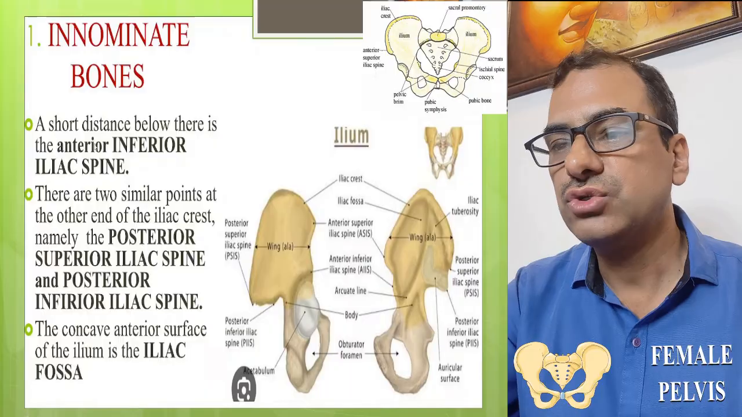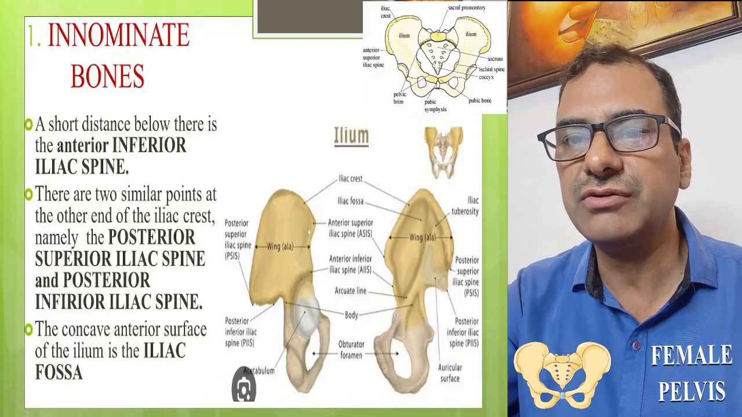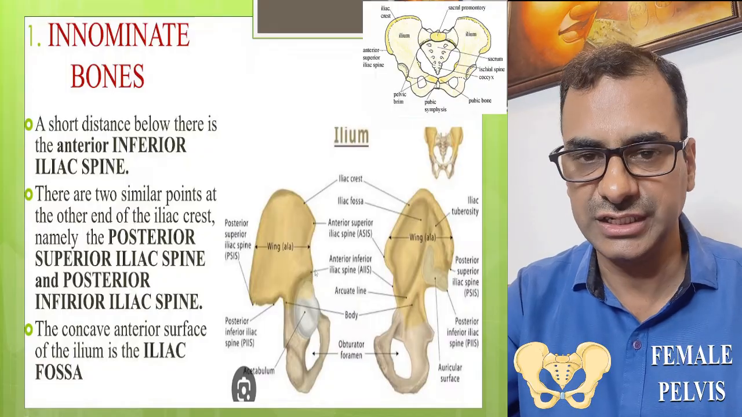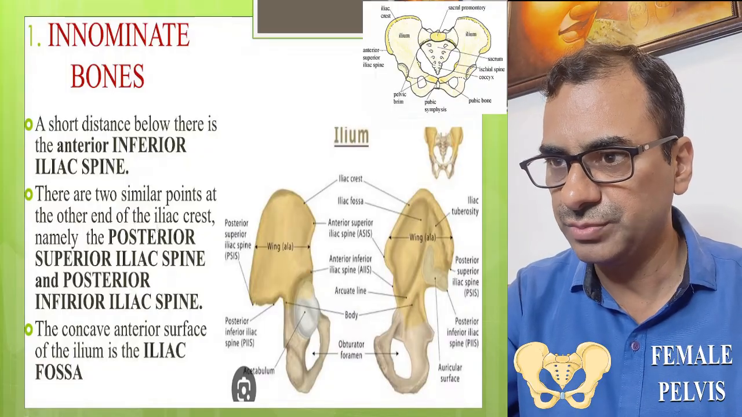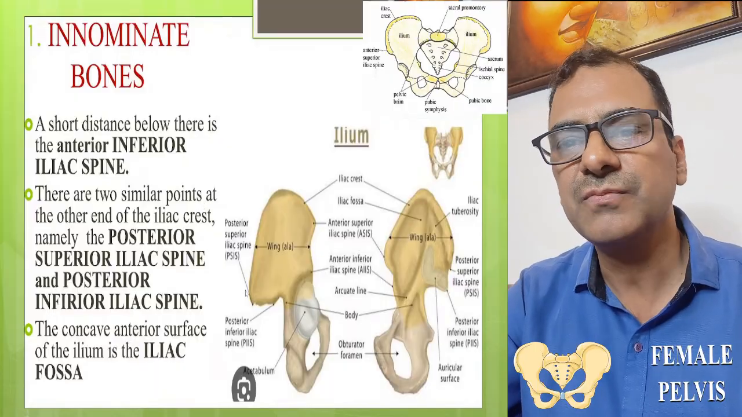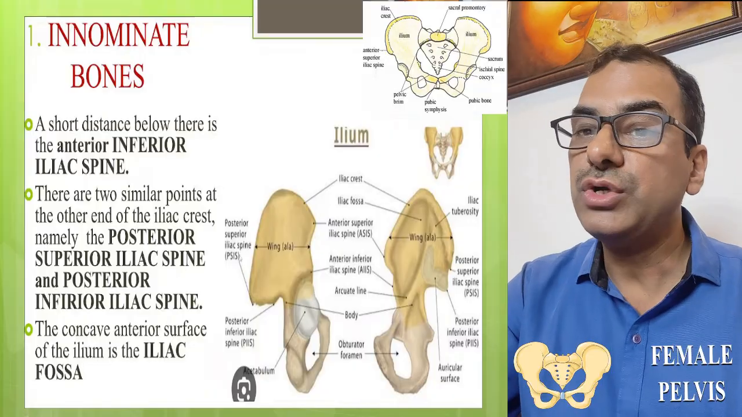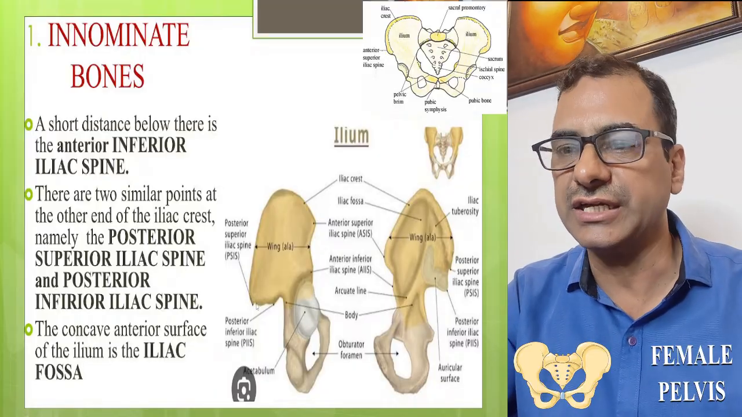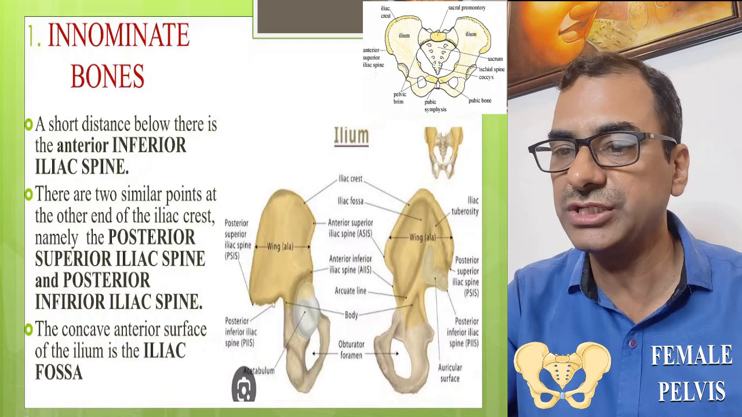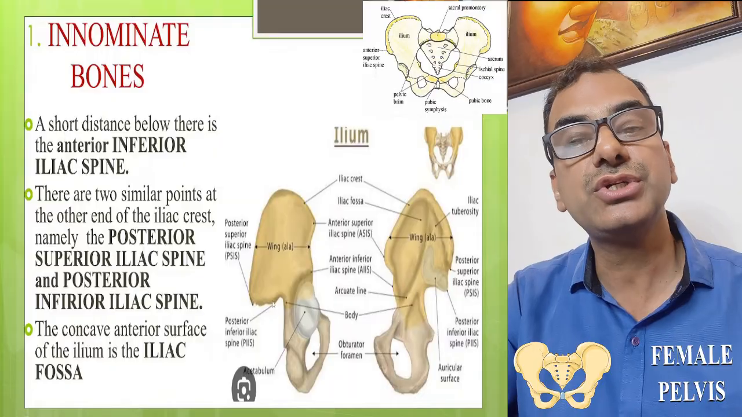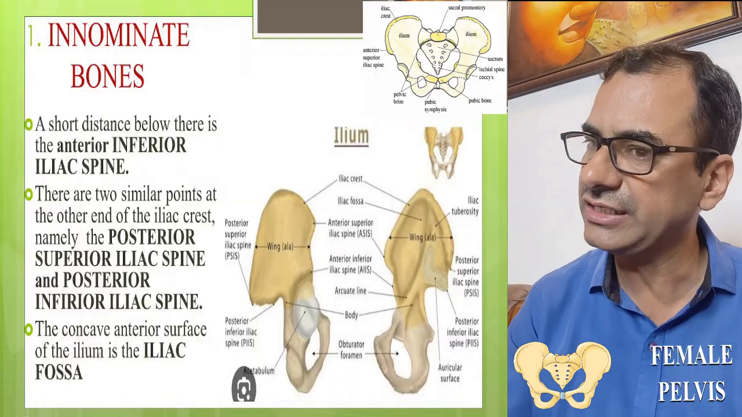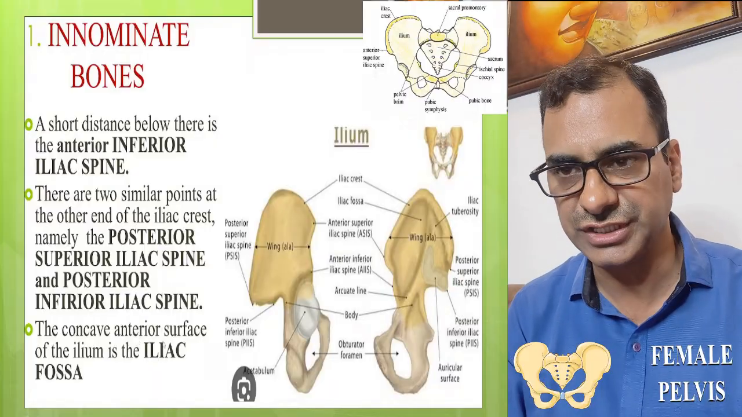Then a short distance below, there will be another bony prominence known as the anterior inferior iliac spine. So here the superior one and here the inferior one, both are anterior iliac spines. There are two similar points at the back, or other end of the iliac crest, and they are named the posterior superior iliac spine and posterior inferior iliac spine. So four iliac spines are there, two anteriorly and two posteriorly.